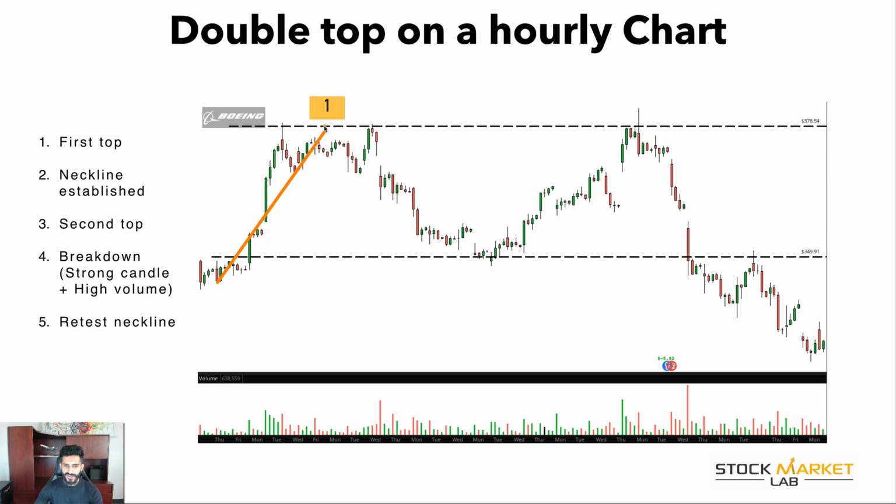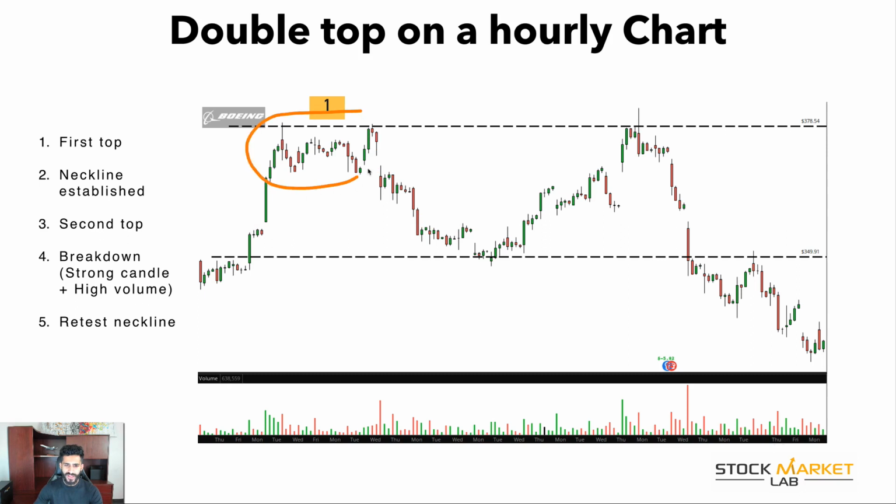You can see first top, right? And now even in between this top, we have like a smaller double top. You can see first double top, neckline, boom, right? That's one trade. That's phenomenal. Now beyond that, I'm going to look at a bigger chart and something that's much more messier.